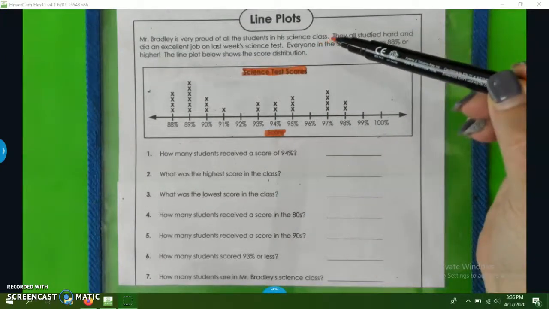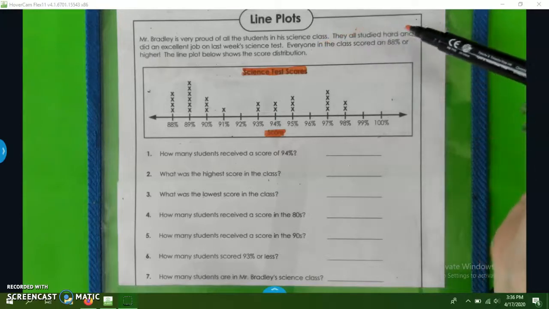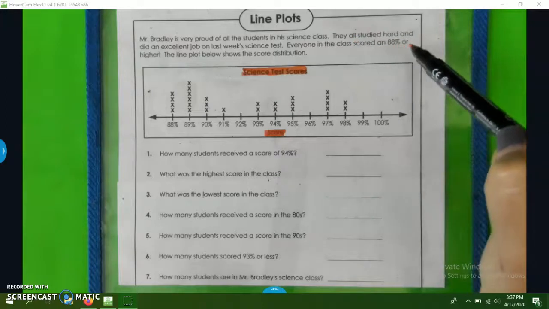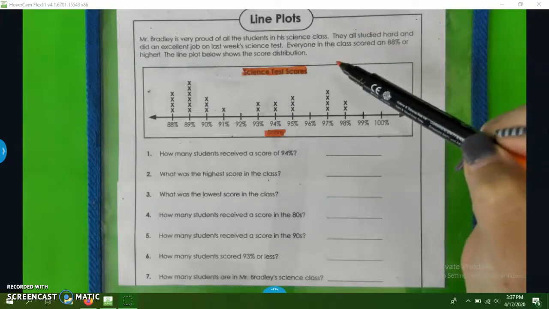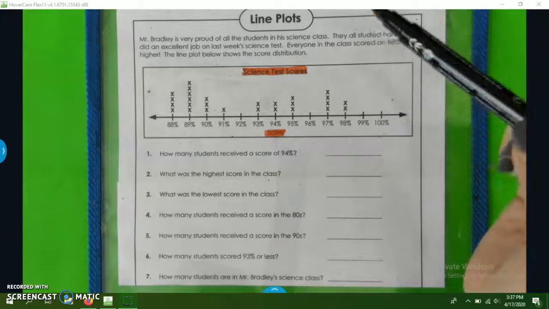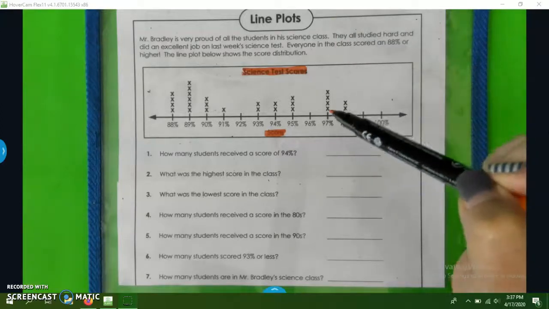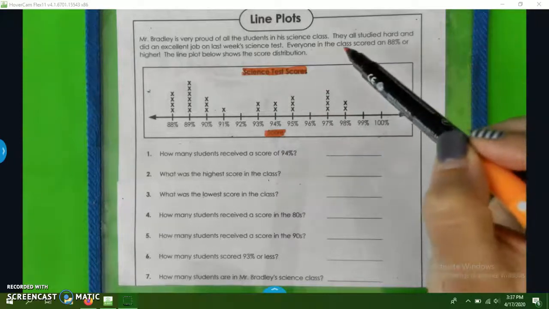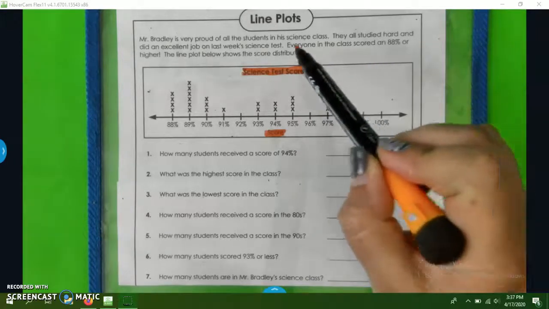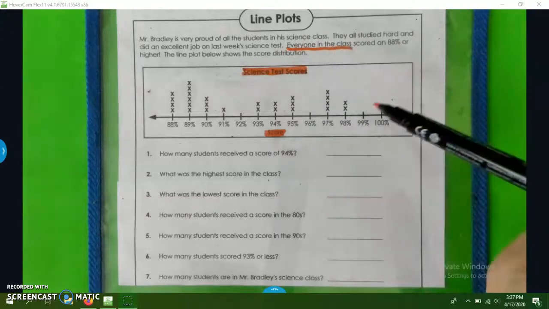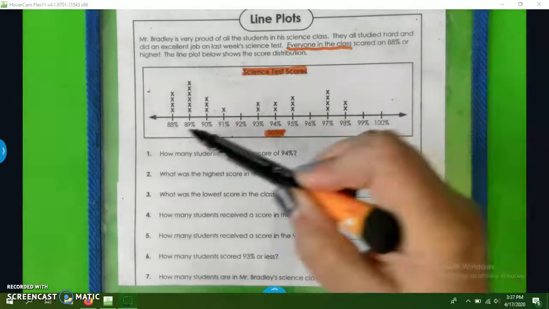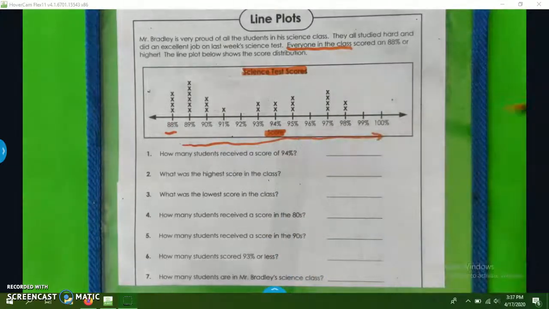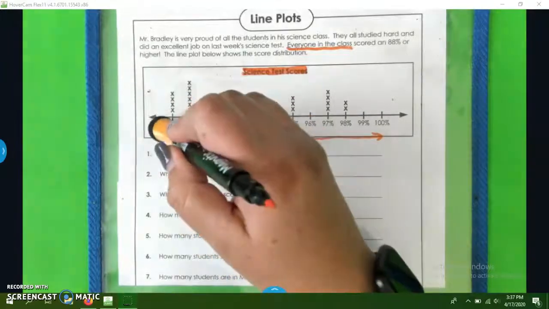Mr. Bradlee is very proud of all the students in his science class. They all studied hard and did an excellent job on last week's science test. Everyone in the class scored an 88% or higher. The line plot below shows the score distribution. So that lets us know that these X's all represent the students in his class, and that this is all of his students because it says everyone in the class scored an 88% or higher, which means we can go all the way down the line here on our plot.